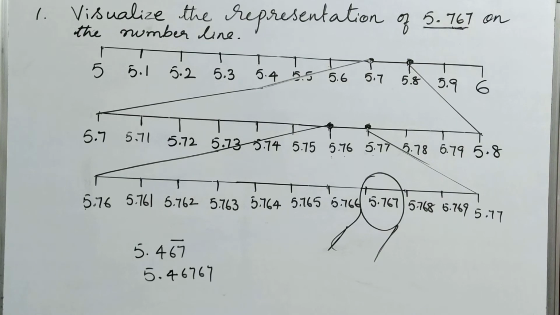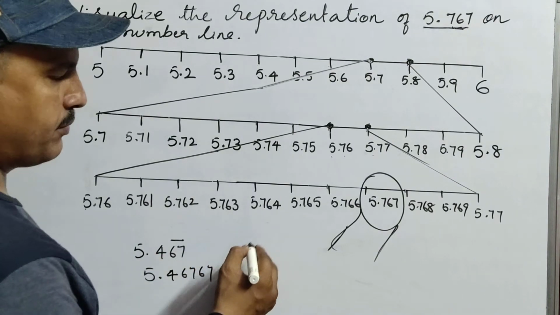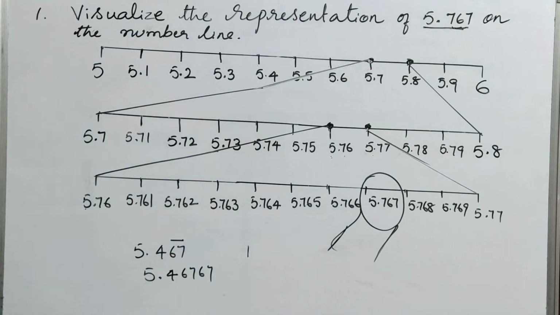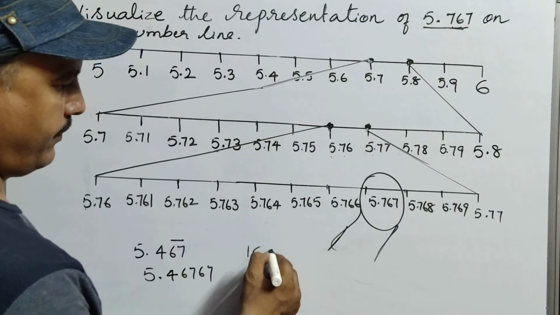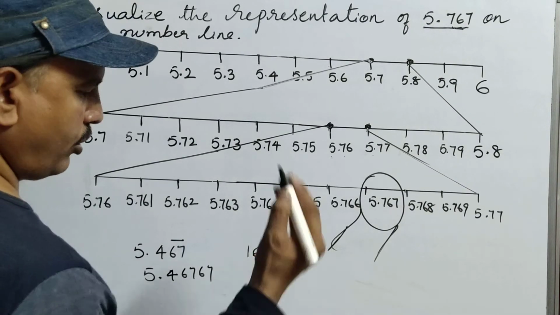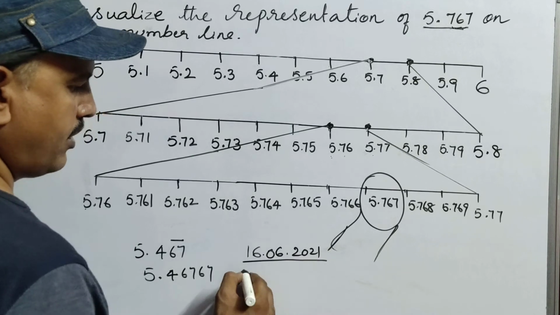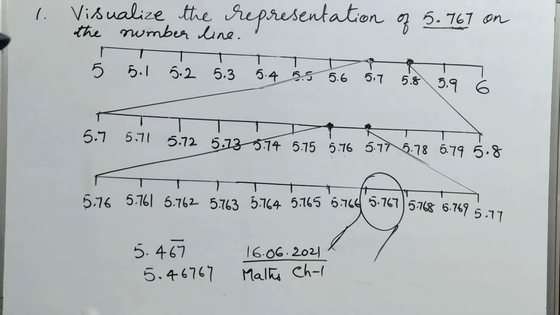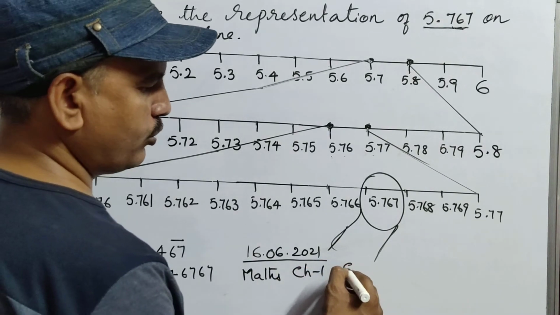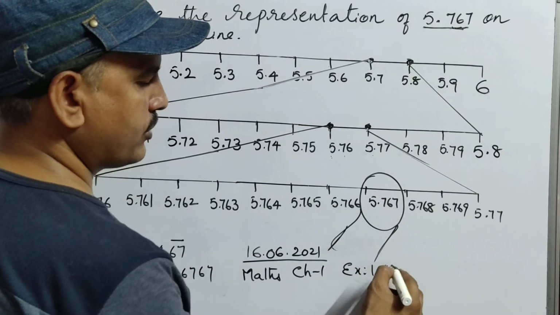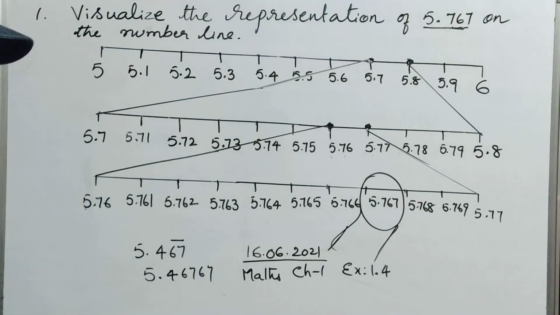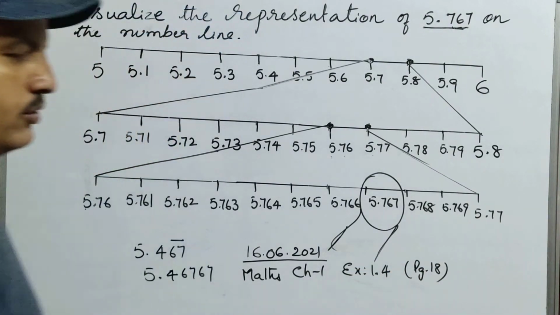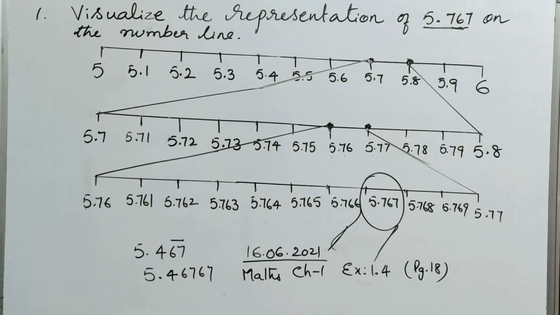Is it clear? Now all of you take out your homework book, children. That means diary, date 16. Yesterday I wrote the wrong date, and I sent a message also. Maths homework, chapter 1, exercise 1.4. Only two sums are there, children. Only two sums. Exercise 1.4. If you want the page number, it is 18. Page number 18. So by this we finish even exercise 1.4.